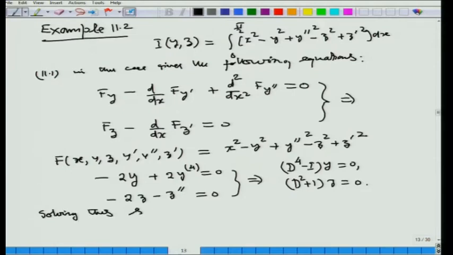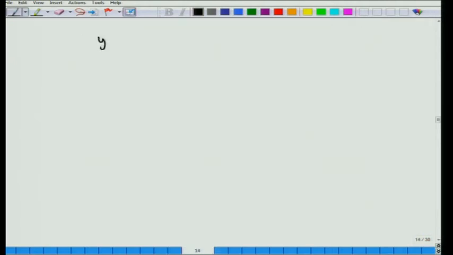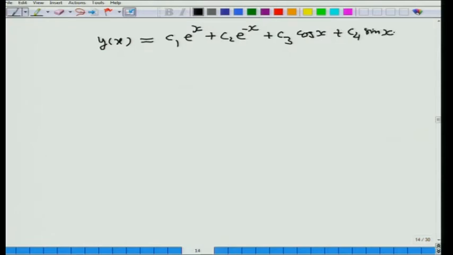Solving this system, we get y of x as c 1 e to the power x plus c 2 e to the power minus x plus c 3 cos x plus c 4 sin x, and z of x is c 5 cos x plus c 6 sin x.